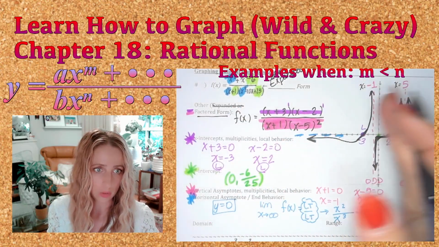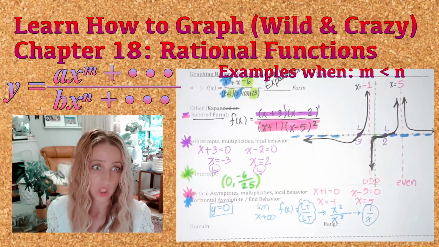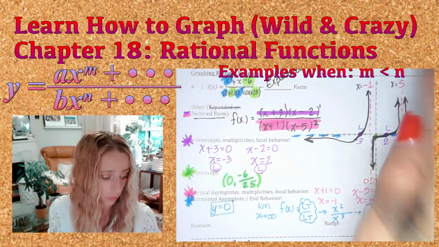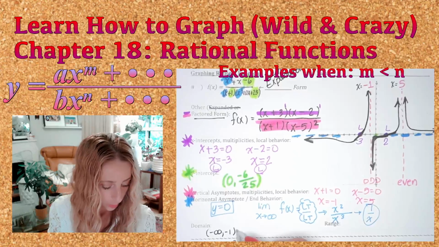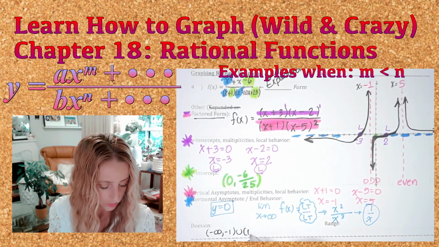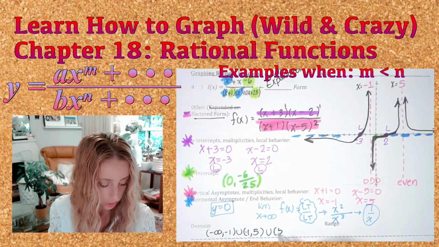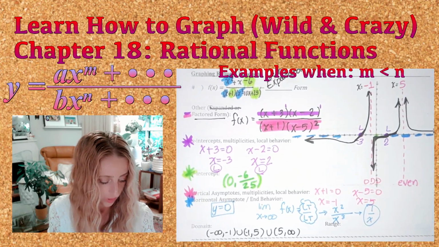So the domain are the x values from left to right. The only x values I'm excluding are where I have a vertical asymptote, so -1 and 5. So you're going to go negative infinity until -1. Parenthesis doesn't include it. Union picks up at the new part, -1, sorry, until 5. Parenthesis, I'm excluding the 5. Union starting right after the 5 until infinity.